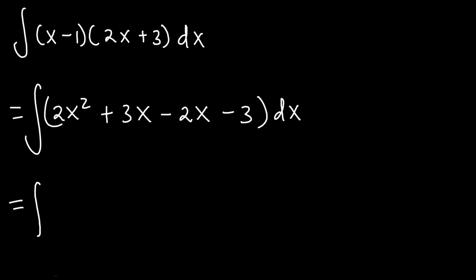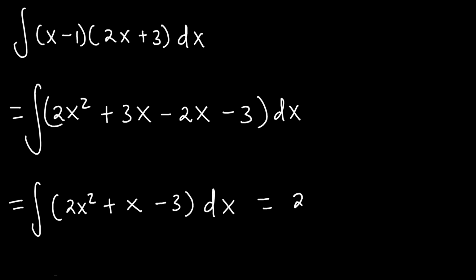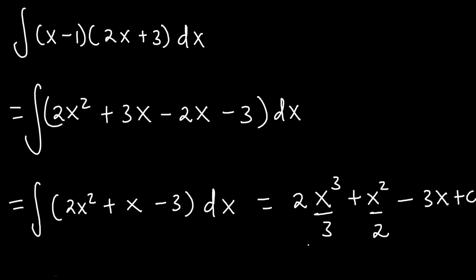And so we shall have the integral of 2x to the power of 2. Now 3x minus 2x will be plus x, and then minus 3 times dx. And at this point we can integrate. So we shall have 2 times x to the power of 3 divided by 3, and then plus x to the power of 2 divided by 2, and then minus 3x plus c. And that's our answer.